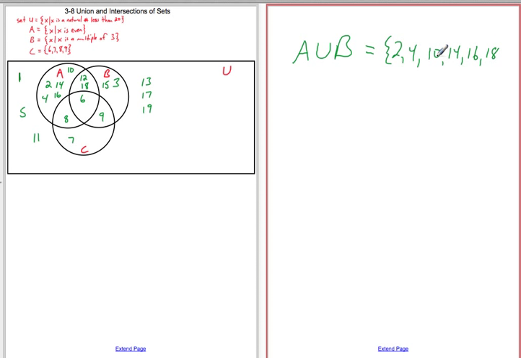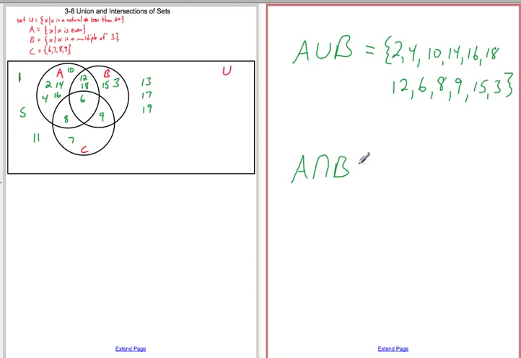Let's see, 2, 4, 10, 14, 16, 18. We got 12, 6, 8, 9, 15, and 3. So the union of A and B is everything that's in A and everything that's in B. Now if I said what is the intersection of A and B, it looks kind of like a big N.